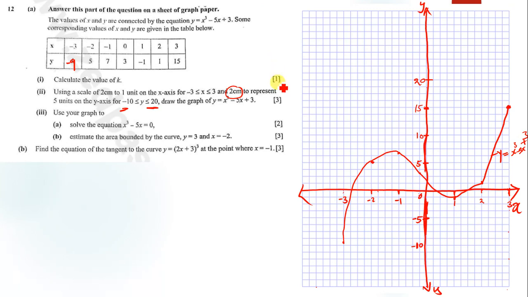And then from there, you also remember the question says we answer the whole question on the graph paper, meaning even finding the value of k should be done on the graph paper. You write it somewhere there. Then we go to the third part of this question, which says use your graph to estimate, or rather to solve the equation. So solving this equation using this graph.